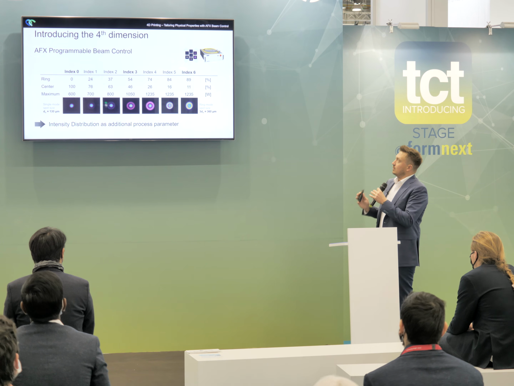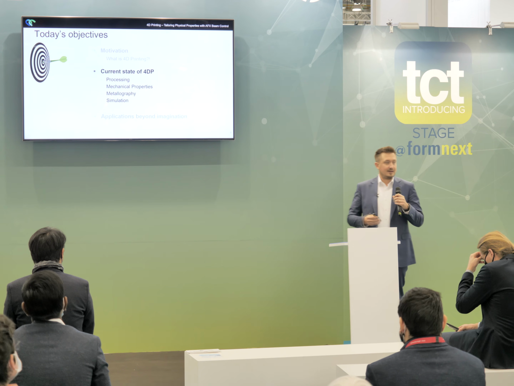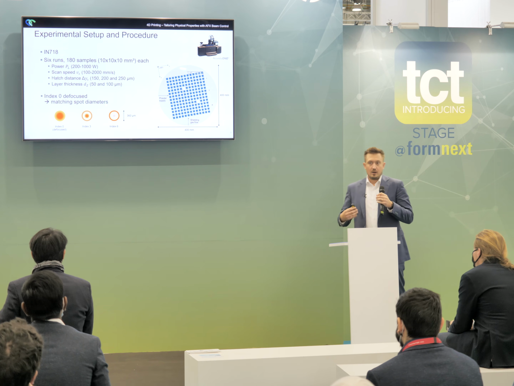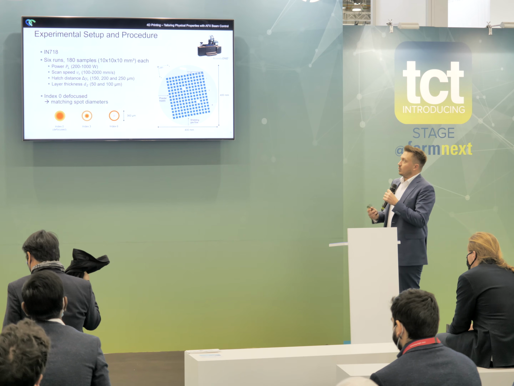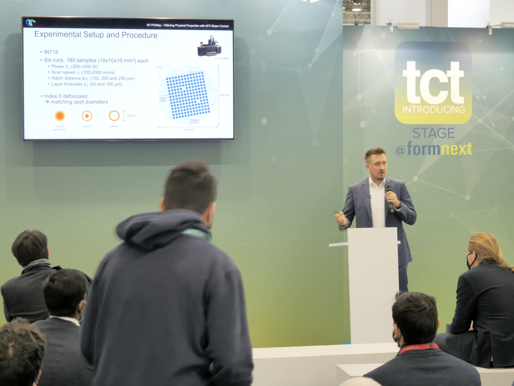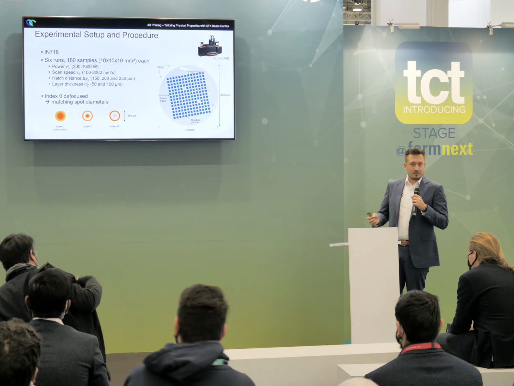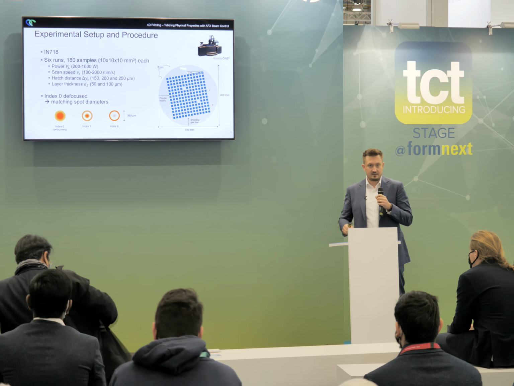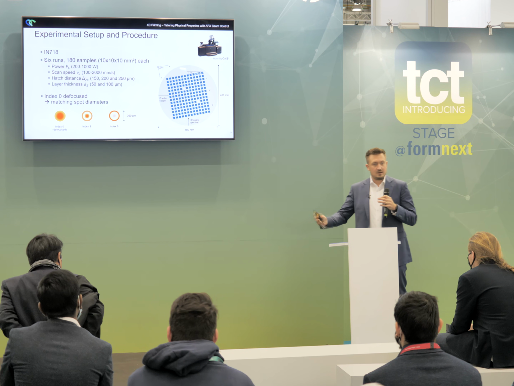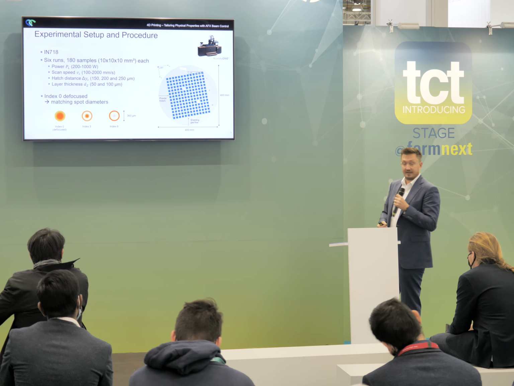So now, what can we do with it? The first step in any kind of process development is a parameter study. So we want to try out where those intensity distributions can lead us, and we did so by taking our largest system, the Aconity 1, and placing 180 cubic samples of Inconel 718 onto that platform and varying laser power and scanning speed in a large range, but also varying hatch distance and layer thickness.